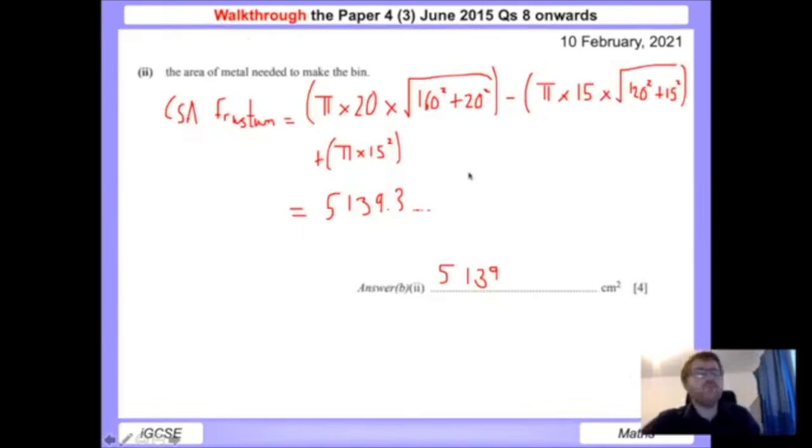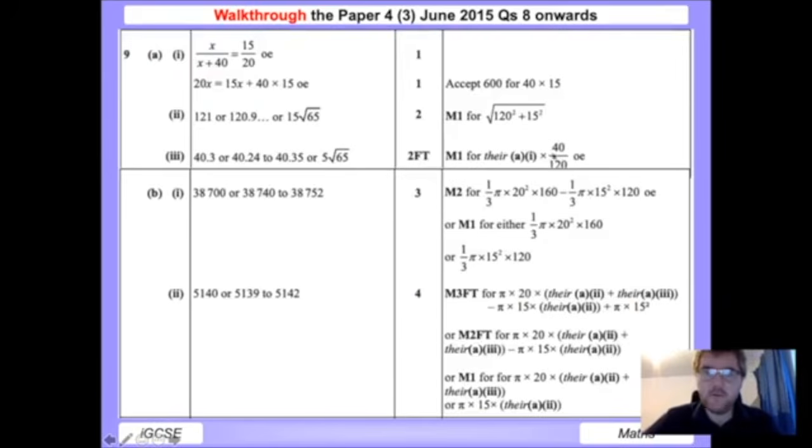Notice, I haven't really written too much working there, but it's very condensed, yeah? This is the curved surface area of the large frustum. This is the curved surface area of the small frustum. We take one away from the other, and then we don't forget, of course, to add in the base circle as well. I'll put the mark scheme up on the board so you can have a look.